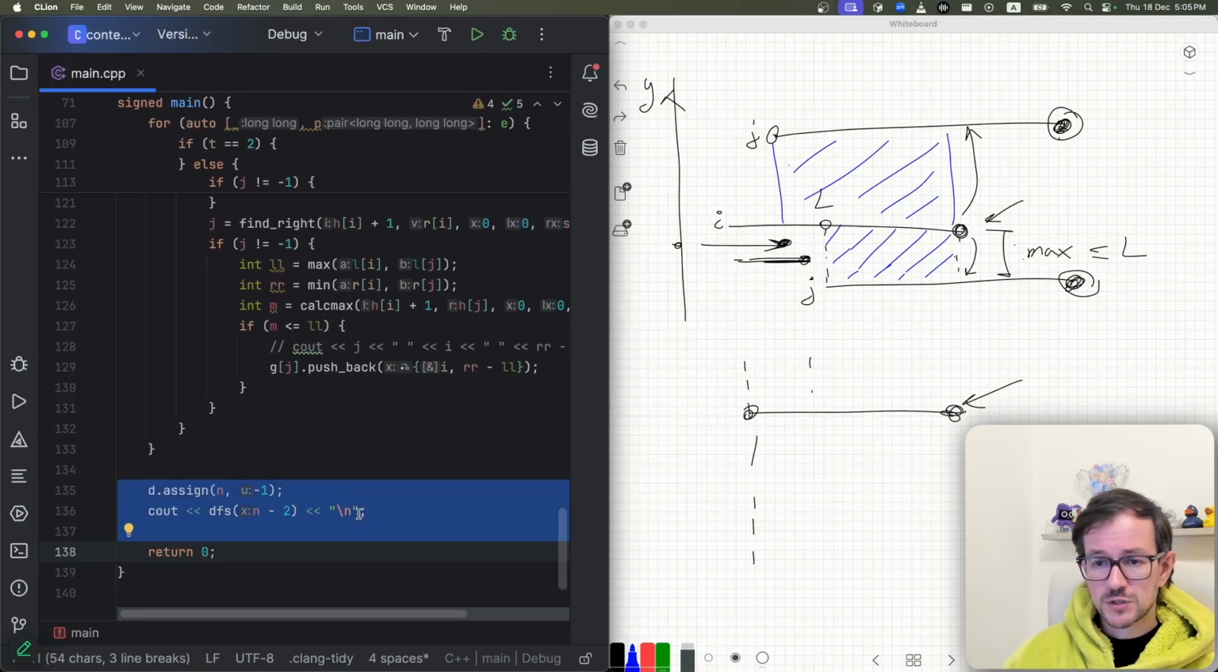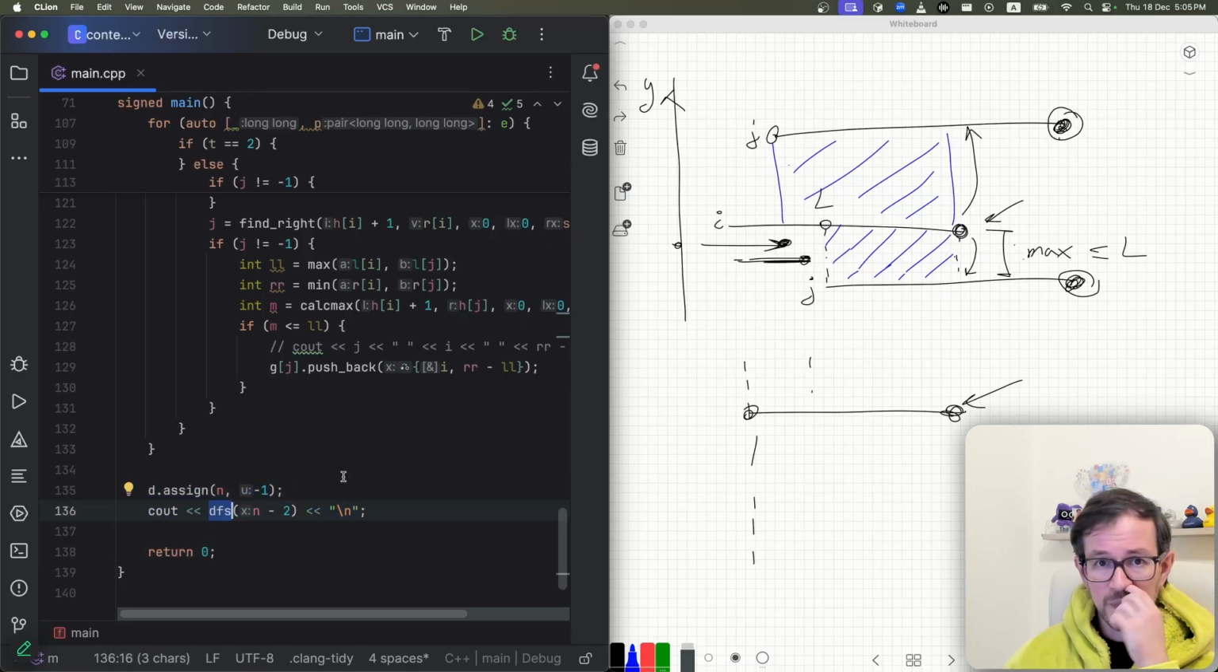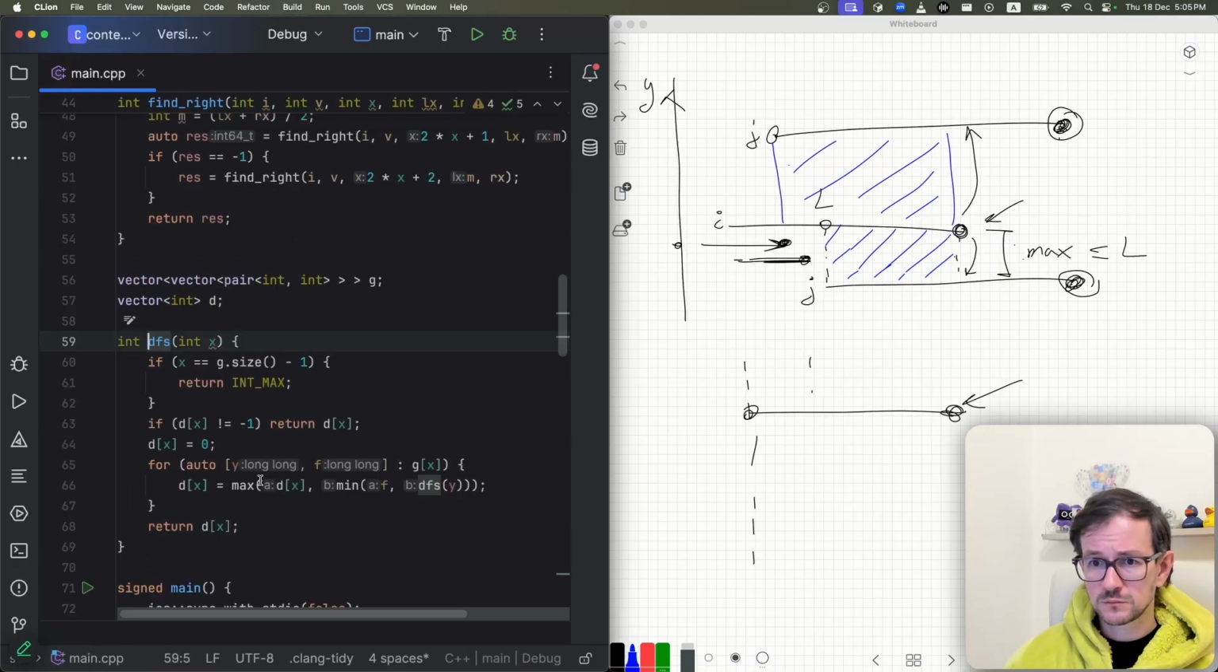Okay, in the end, I will just call a normal DFS. This DFS is just to calculate the path. It's dynamic programming basically. So it does topological sorting plus dynamic programming. Or you can think about it as dynamic programming with memoization.